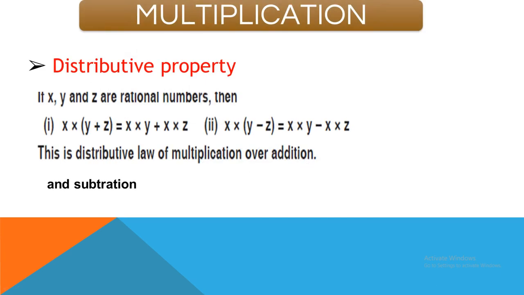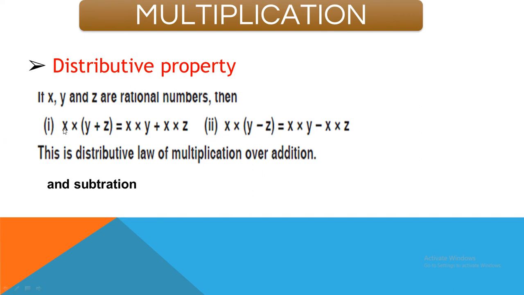Next property is distributive property. So the distributive property says that if we have three rational numbers x, y and z, then x into y plus z will be x into y plus x into z. Means this multiplication is distributed over addition as well as on subtraction.